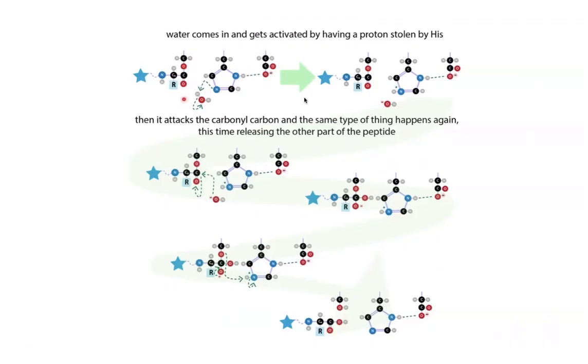What are we going to call this? Right, this is going to be one of those general acid-base reactions. And in this case, we have a general base because this nitrogen is going to be stealing a proton, making this hydroxyl ion that can then go and attack the carbonyl carbon. You get the whole situation happening again, but this time, because you're doing it from water and not from the amino acid, you're going to be breaking things off. And so you're releasing the rest of your product.